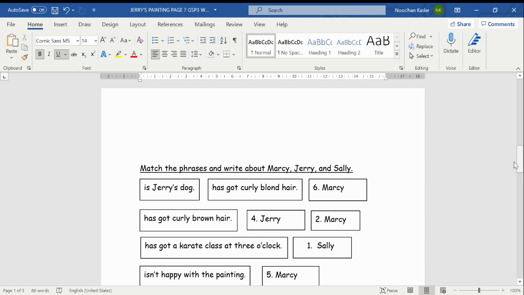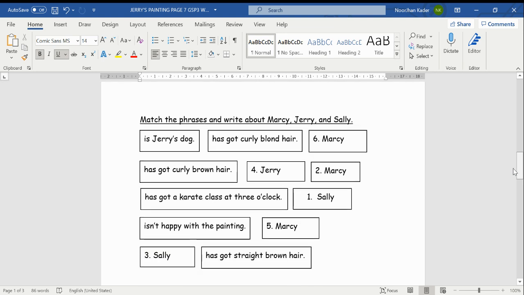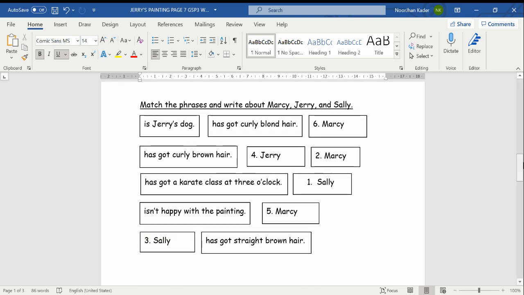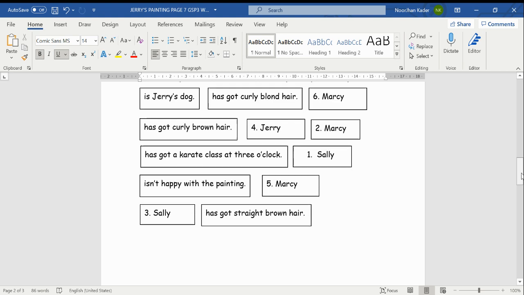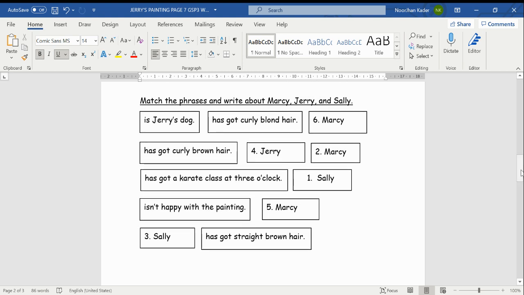So we are going to do a very simple writing exercise, but this is actually called jigsaw writing. So it's going to be very easy. It's going to be a breeze. What you have to do is actually not match but arrange. Arrange the phrases and write about Marcy, Jerry, and Sally.